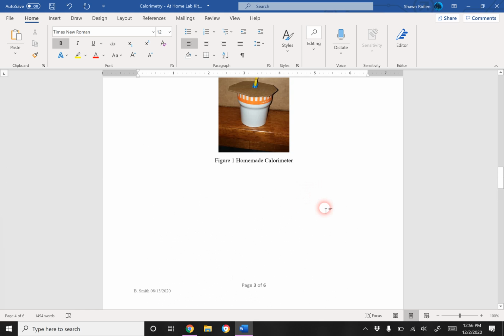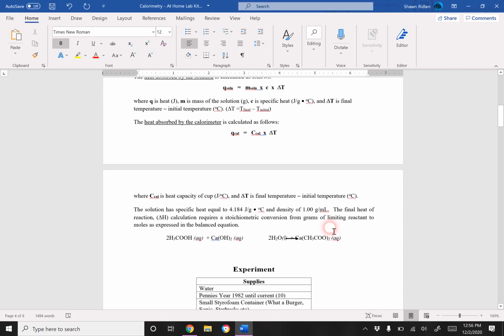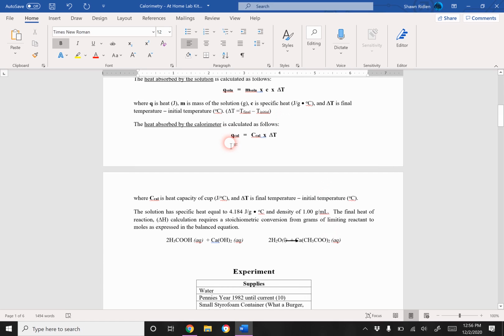And now we can come back to our equation for Q cal. We know that Q cal is equal to the heat capacity of the calorimeter times delta T. Okay, so now just divide by delta T, and that will give you the heat capacity of the calorimeter.